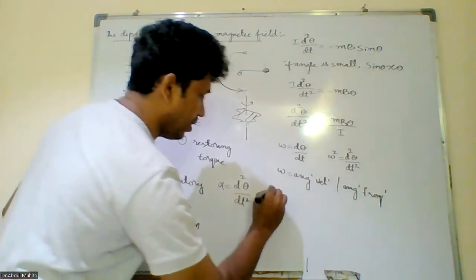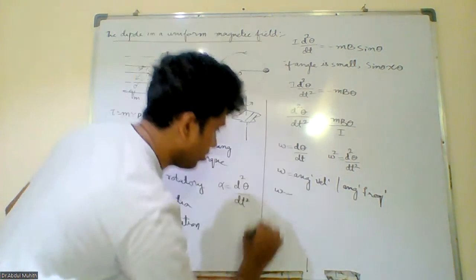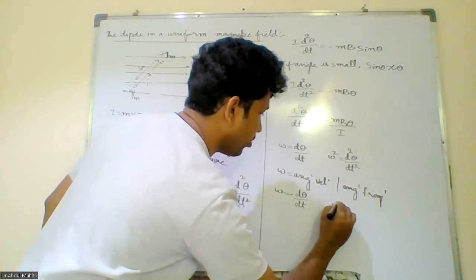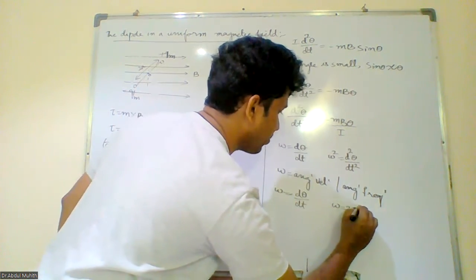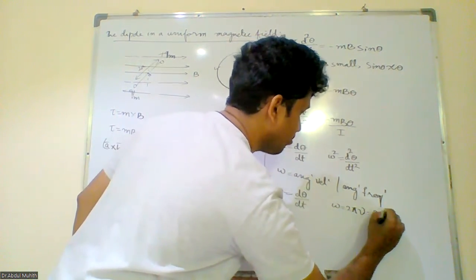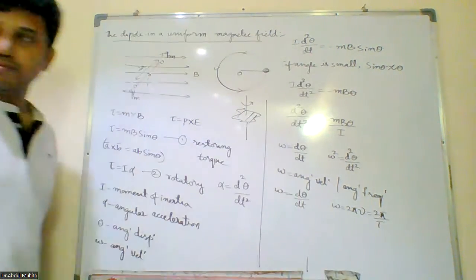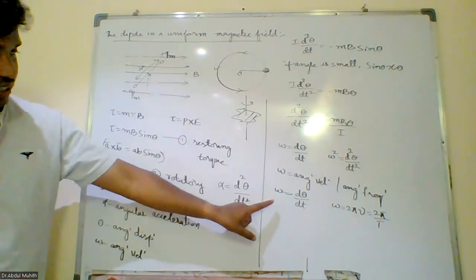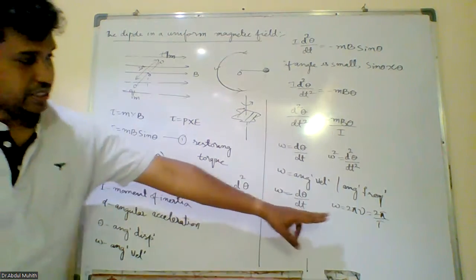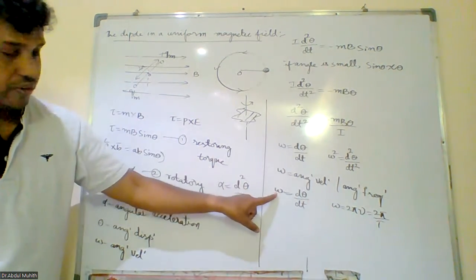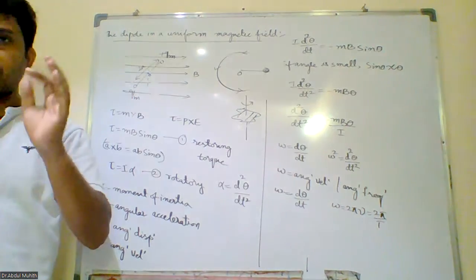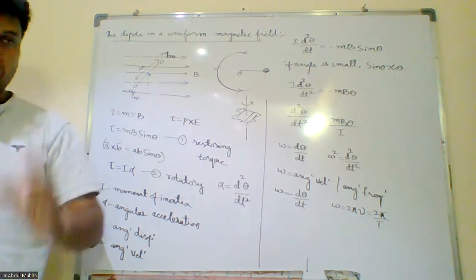Angular velocity formula is omega is equal to d theta by dt. Angular frequency formula is 2 pi nu or 2 pi by T. But I say it is the same. But how will you prove it? I will tell in simple words. This is angular velocity. This is angular frequency. Angular velocity is how much displacement in how much time.